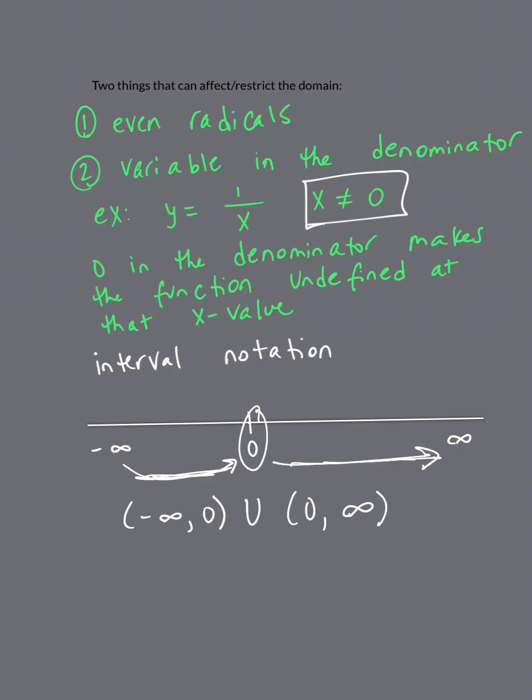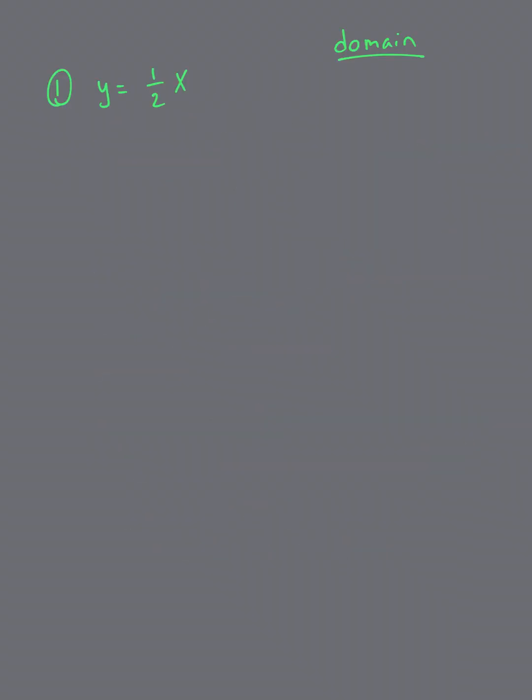Now notice that this has parentheses around 0 because 0 is not included. This big U, this union, is just something you do if you have more than one set of parentheses, then you just put this in between them. It's set notation, but you just union to show, okay, it's any x value that's in here or in this one. Now let's look at a bunch more examples on how to find the domain.